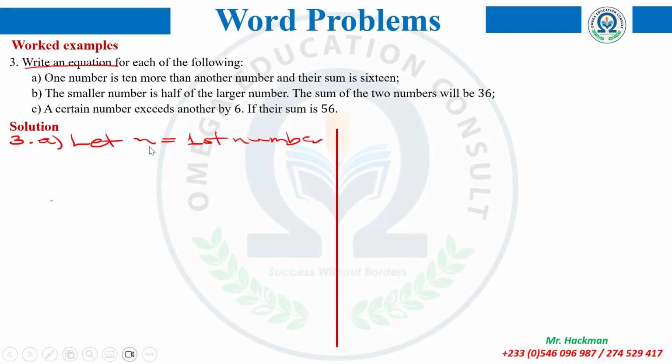My professors, are you with me? Are you following? Yes, please. In this case, I don't want to introduce y, so I will say that this implies that x plus 10 will be equal to my second number, or other number if I like. However, I have been told that if I sum these 2 numbers, my result should be 16. Is that not it?